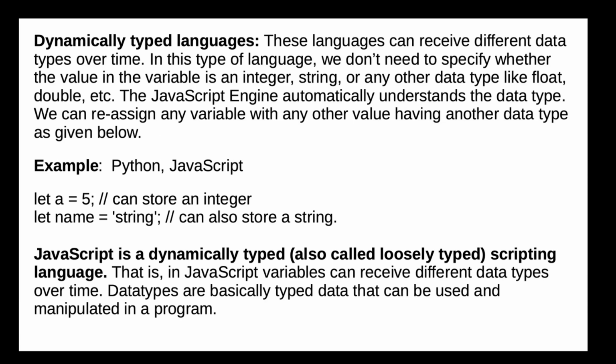For example, Python and JavaScript use dynamic data types. So let is a keyword, a is a variable and 5 is a value. It stores an integer value. And next, using the let keyword, you can store a string value in the name variable. So JavaScript is dynamically typed, also called a loosely typed scripting language. That is, in JavaScript, variables can receive different data types over time. So data types are basically typed data that can be used and manipulated in a program.